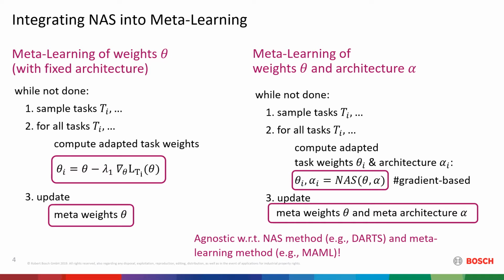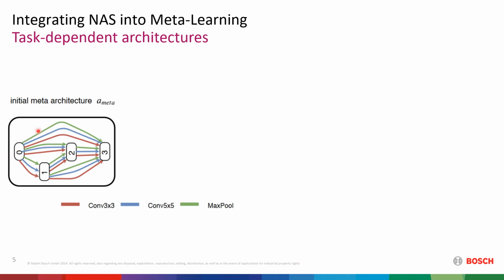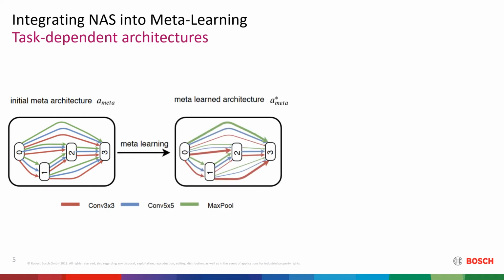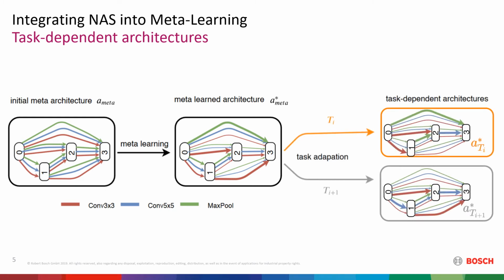meta-learning method used. Our method starts with initializing a one-shot model, which is typically employed by gradient-based neural architecture search methods. This one-shot model contains all possible operations such as convolution or pooling. The one-shot model is then meta-trained to yield a meta-learned architecture. This meta-learned architecture can now be adapted to different new tasks, yielding task-dependent architectures. Note that this is in contrast to prior work, which typically optimizes for a single best architecture suitable for meta-learning.